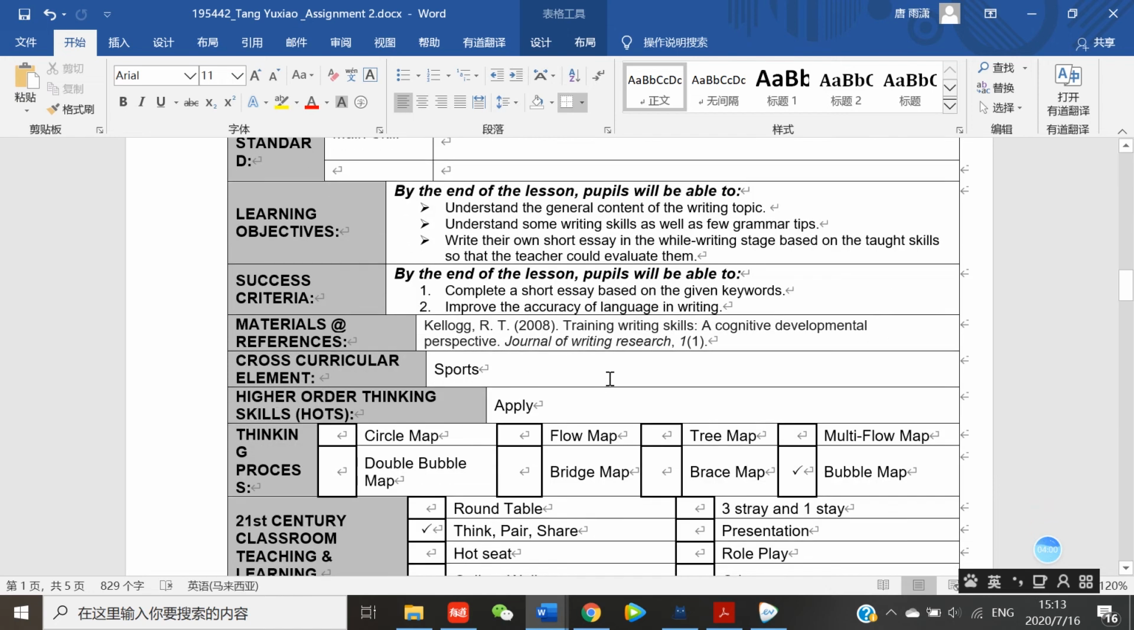And I chose a very interesting topic, sports. Many low-grade students are interested in these sports because they are active in the sports class, or they are very motivated.